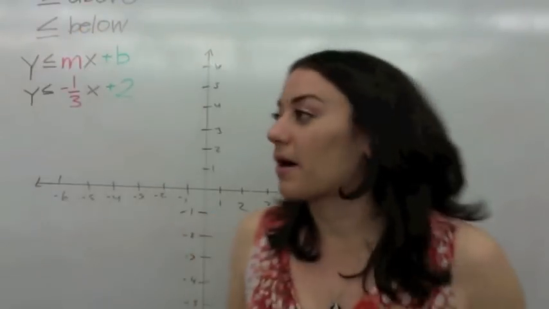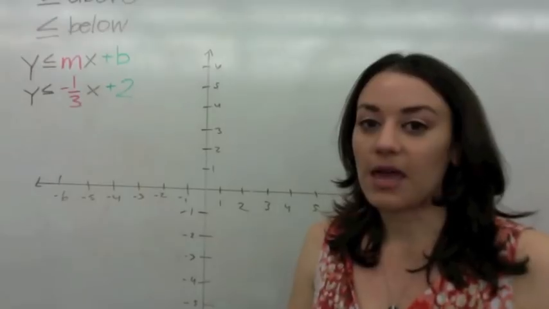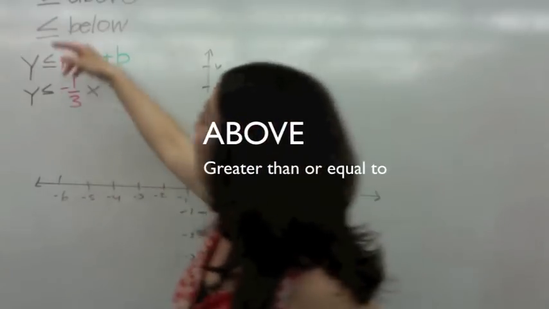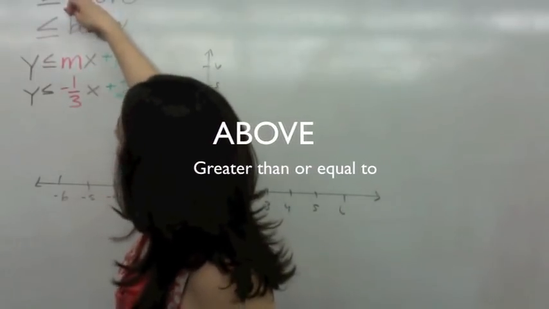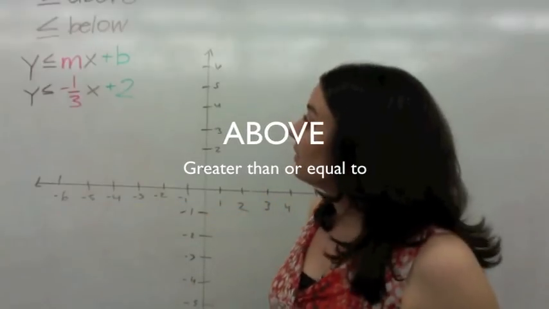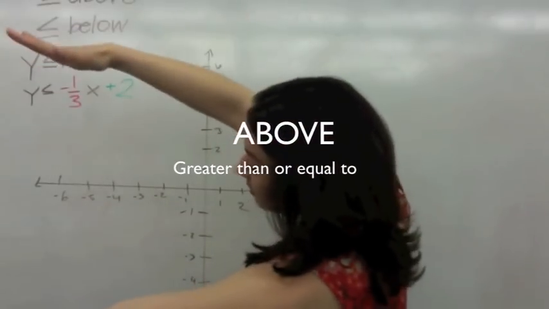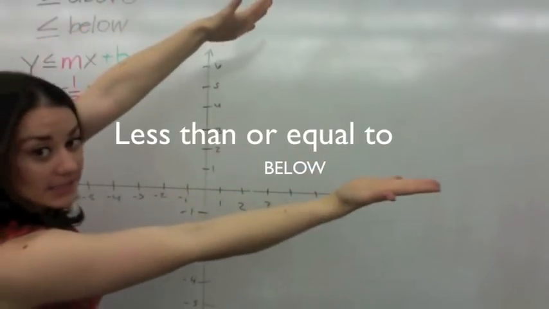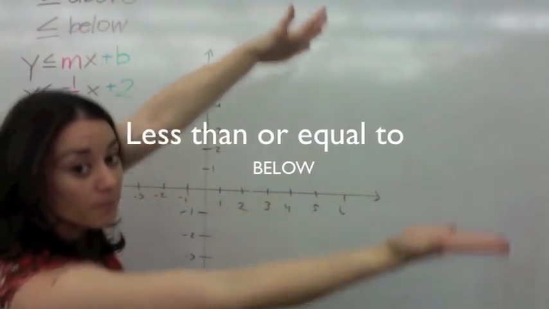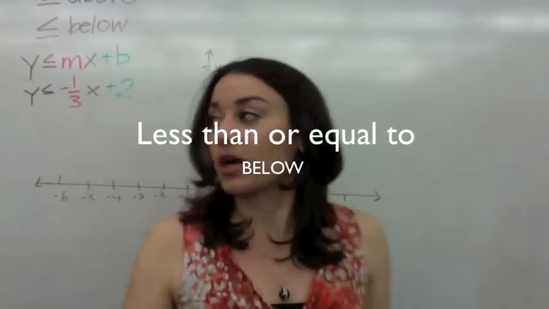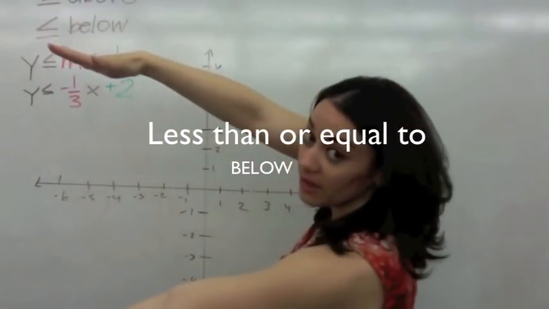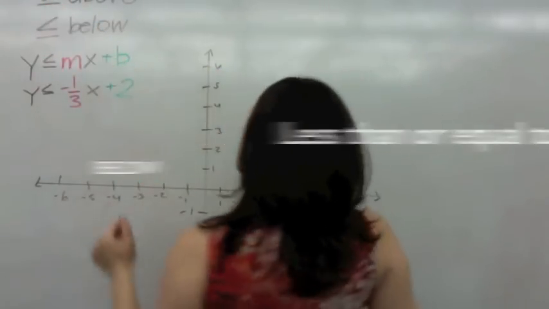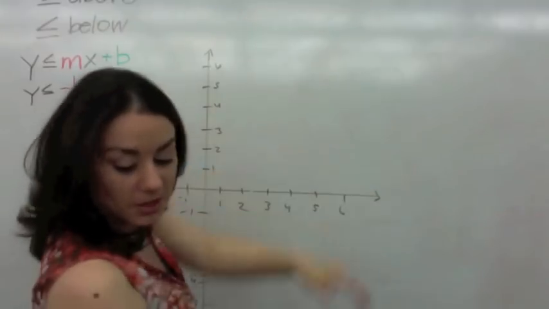And when you talk about a line, the greater than is going to be everything above the line. So this is going to be greater than, above. This one will be less than, but it's below the line. Okay, so let's try that again. It's going to be greater than, above the line, or less than, below the line.